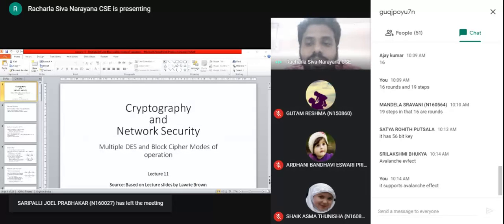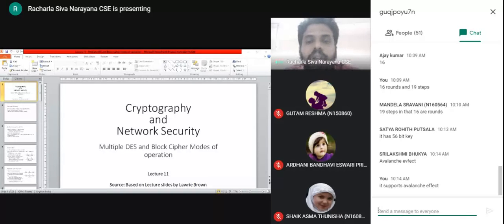The remaining strengths are the number of rounds. Here we perform 16 rounds, which is also a strength. And the S-box design. The S-boxes are constructed using mathematical fields, GF fields. The construction of S-boxes is also one of the strengths of the DES algorithm. So these are the strengths and weaknesses.